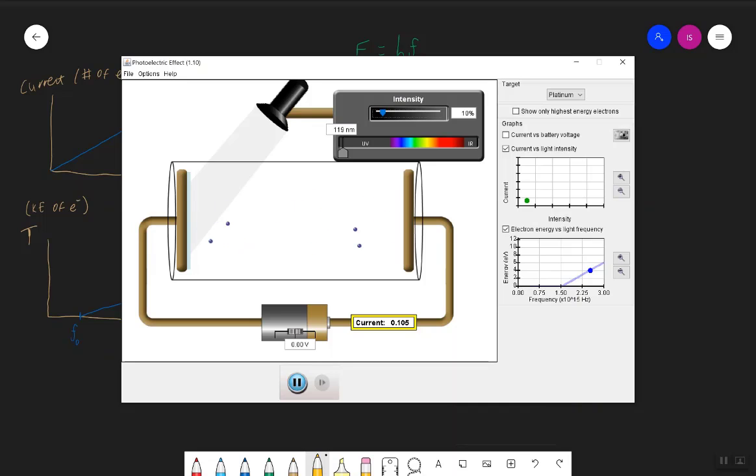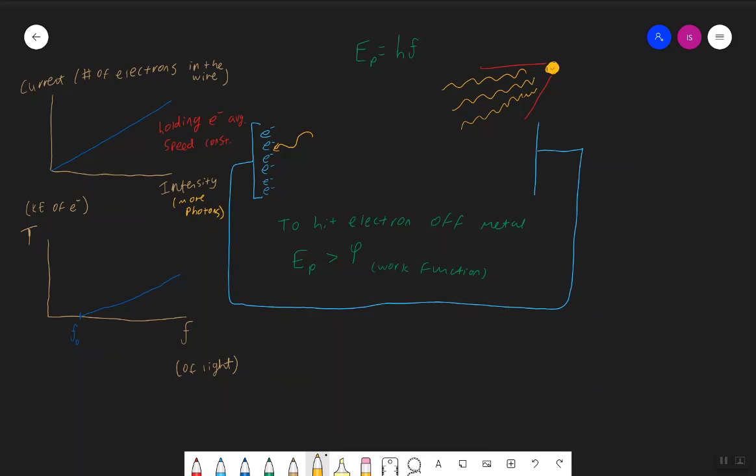So whether or not you knock the electron off only has to do with the energy of these individual photons, not the total energy, right? Even if we could have more total energy with a high intensity and a low frequency, the photon has to have enough energy on its own. That's part of it being a particle. So it doesn't matter if you have a ton of low energy photons, they're not going to be able to knock the electrons off.